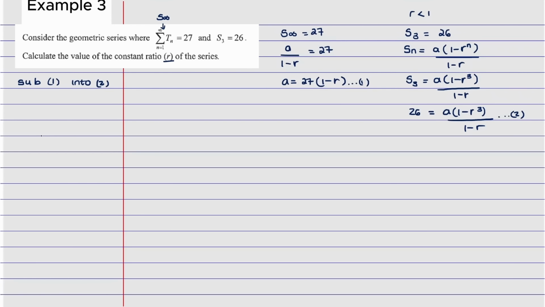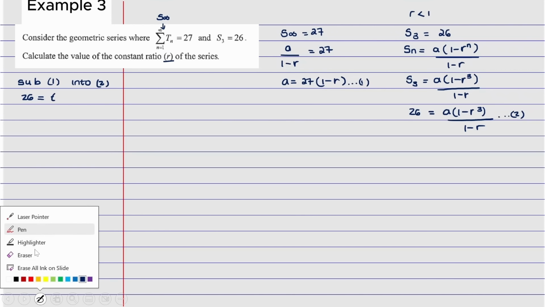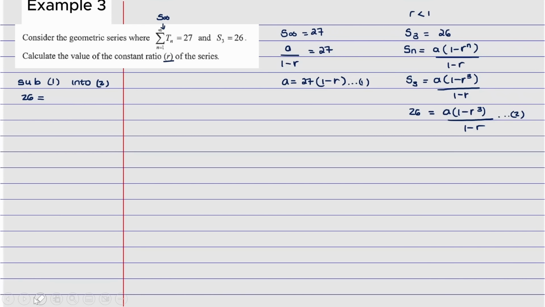So now I'm going to take my 2. So it's going to be 26 equals what? Wherever I see a, I substitute by this. Let me just erase this. It's going to be 27, open bracket 1 minus r, then multiplied by 1 minus r to the power 3, right? And this whole thing is going to be divided by what? By 1 minus r.